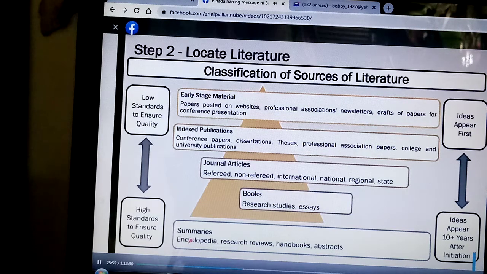Of course, we say that yung mga nandito sa baba, ito yung mga high standards, no? Yeah. May mga ganyan naman sa internet din, naka-PDF format lang. So the best sources are of the high standards such as journal articles, books, and then the summaries.